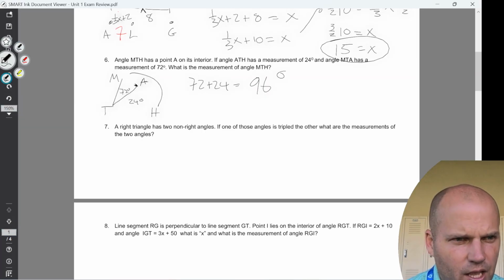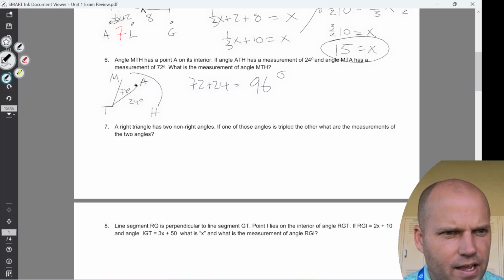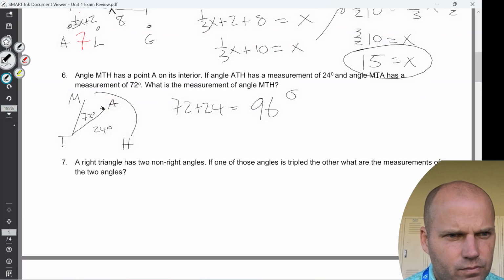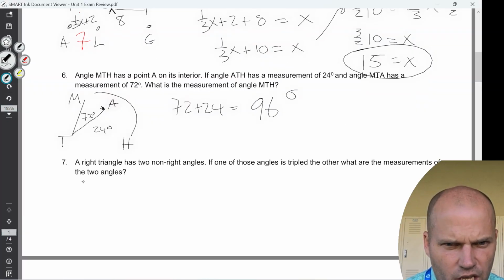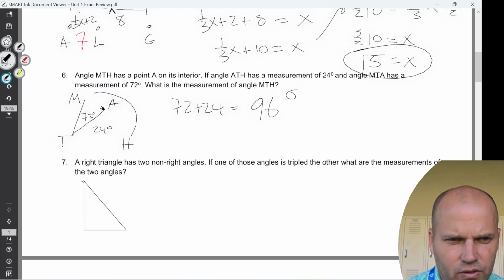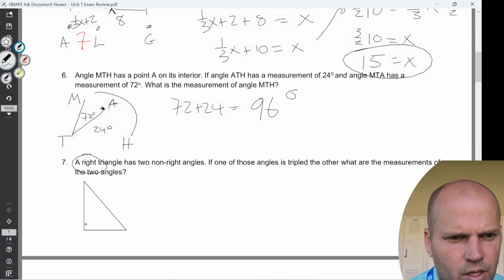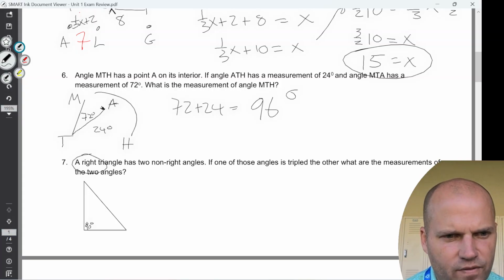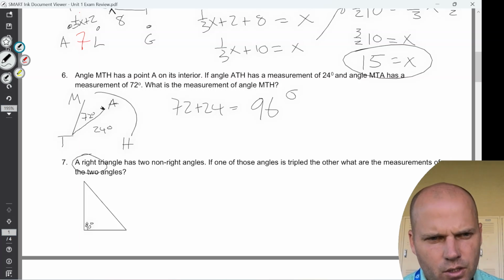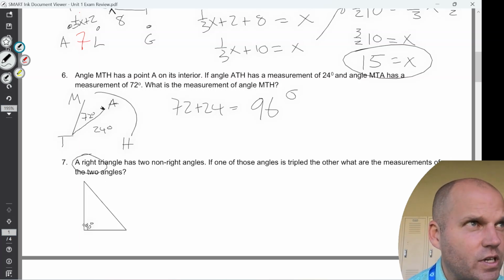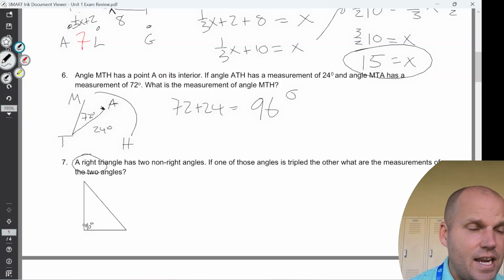Now, number 7. A right triangle has two non-right angles. That is true for all right triangles. If one of those angles is triple the other, what are the measurements of the two angles? Very important in this question is that we have a right triangle. A right triangle means one of the angles is 90 degrees. Now we know that the sum of all three angles adds up to 180.